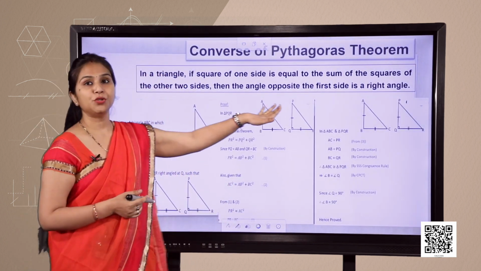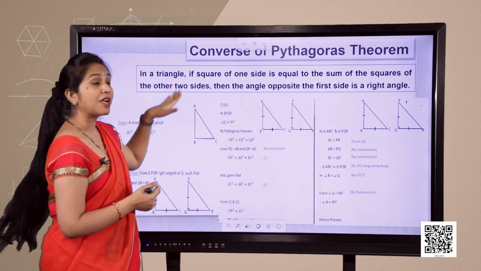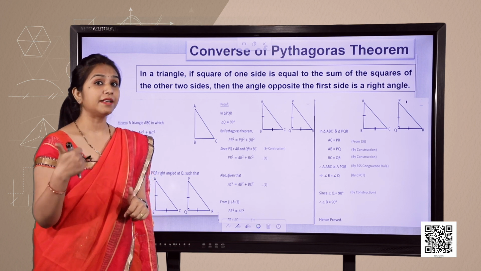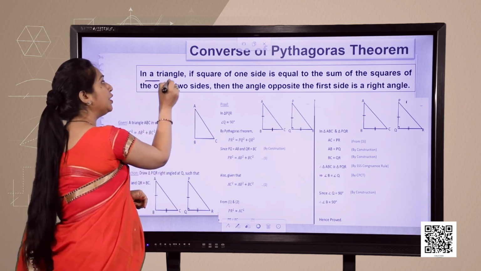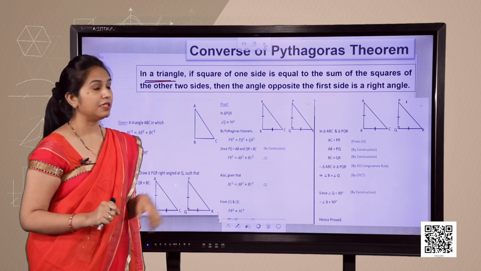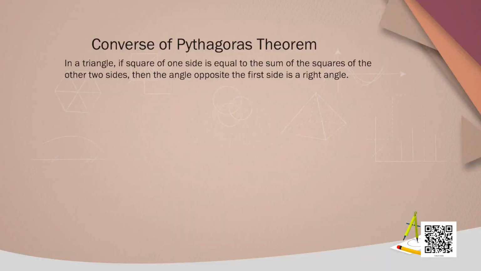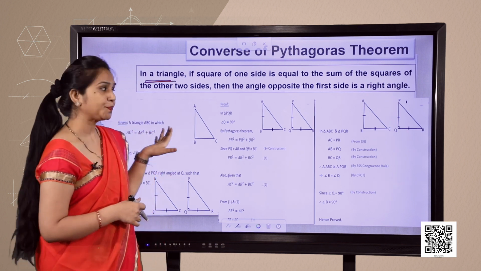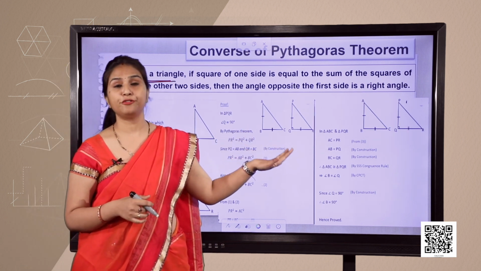So, as I told you, converse means in a triangle. Remember, in case of Pythagoras, the term they are using is in a right angle triangle, and here they are only using the term in a triangle. In a triangle, if the square of one side is equals to the sum of the squares of the other two sides, you have to show that the triangle is a right angle triangle. That is what we have to prove in converse. So, now we are going to do this in a few steps.